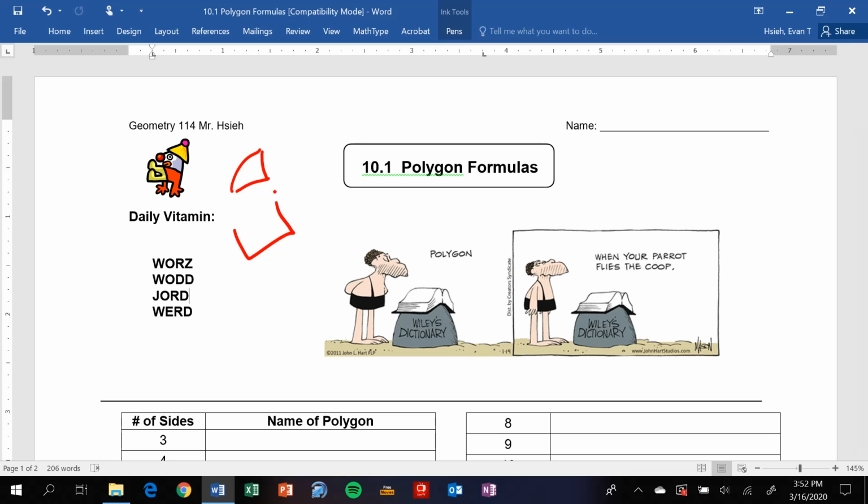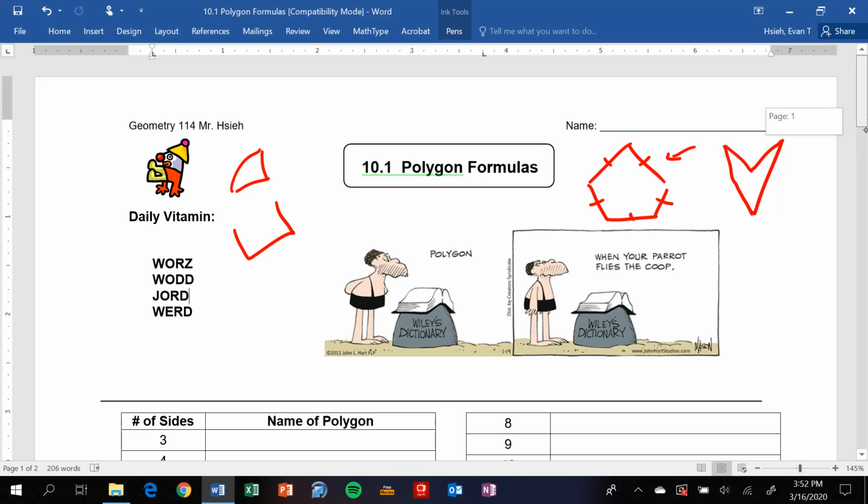What else? A regular polygon is a polygon that has all of the sides congruent to each other. So a square would be an example of a regular polygon. An equilateral triangle would be an example of a regular polygon. This would be a convex polygon, whereas this would be a concave polygon.